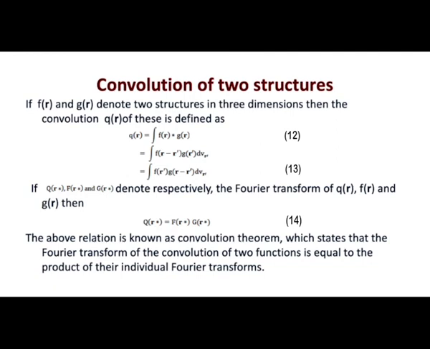So now we can state the convolution theorem as: the Fourier transform of the convolution of two functions is equal to the product of their individual Fourier transforms. That is what equation 14 says.